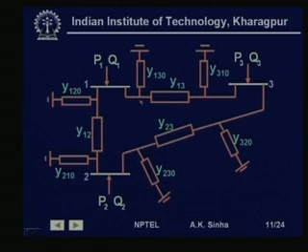Similarly, we have the pi equivalent model for line L2, which is connecting bus 1 and 3, and the series admittance is given by Y13. The shunt admittance part on the bus 1 side is Y130, and on bus 3 side is Y310, and so on. For line L3, we have the series admittance Y23, shunt admittance towards bus 2 is Y230 and towards bus 3 is Y320.